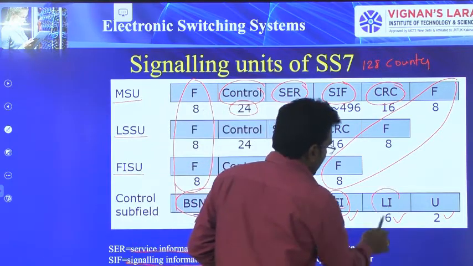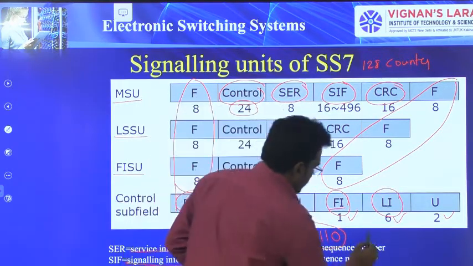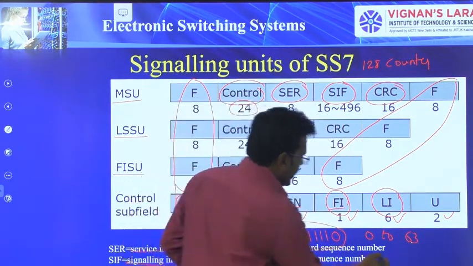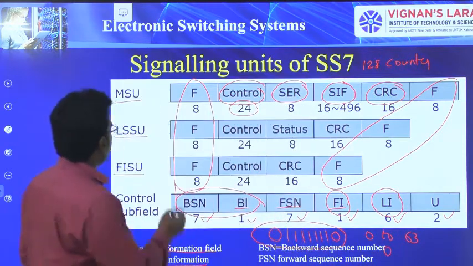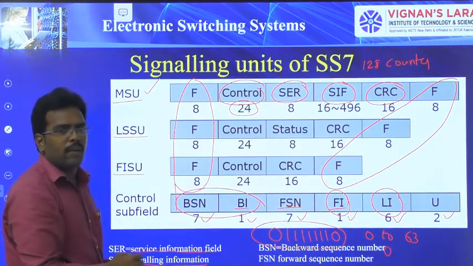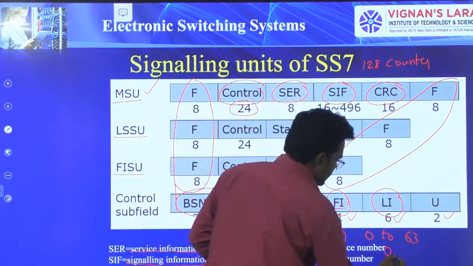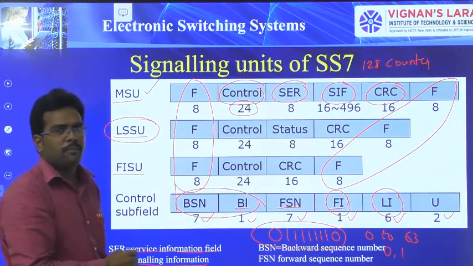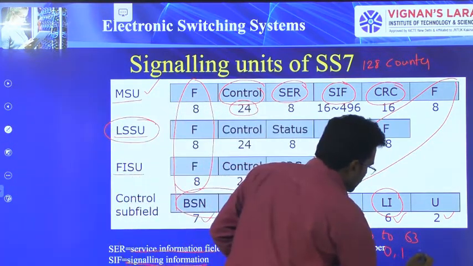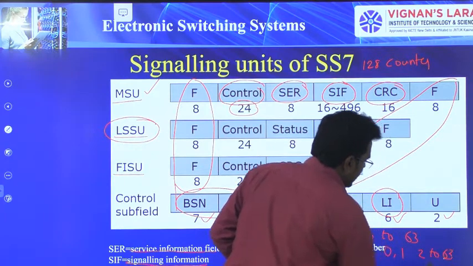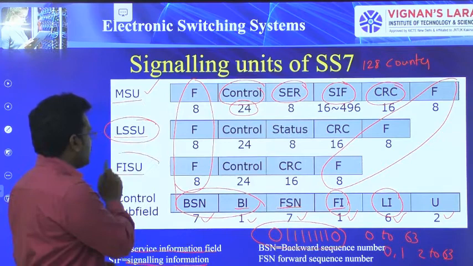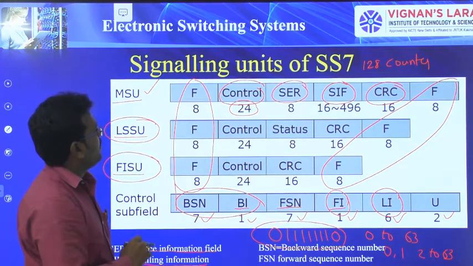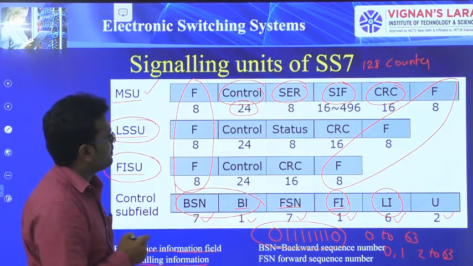Coming to LI, it contains 6 bits, so values 0 to 63. If this LI contains 0, it is going to use the FISU type of SU. If it contains 1 or 2, it uses the LSSU type of message. If it contains 3 to 63, then it uses the MSU type of message. So this is about the different signaling units of SS7.